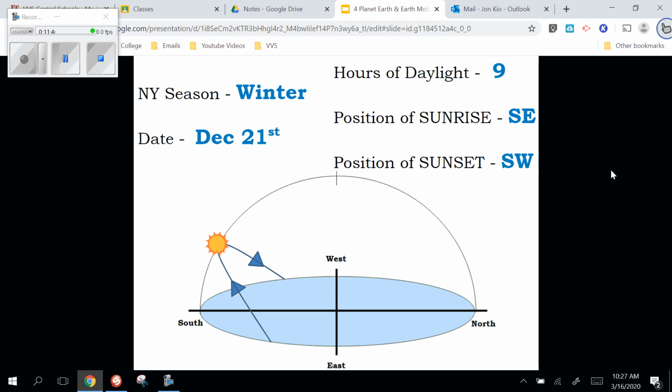And the fact that it's only in our hemisphere for 9 hours, which means it's in the southern hemisphere for 15, means that they have opposite seasons of us. All right? When we're having winter, they're having summer. When we're having summer, they're having winter. It's just opposite. But again, low sun, not many hours, colder temperatures.